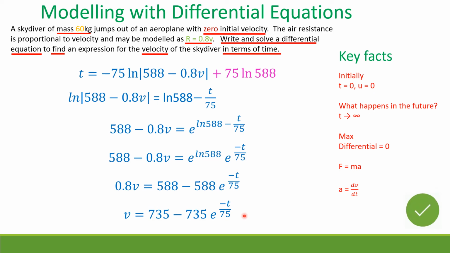And that will give you all the marks you need to be able to do any exam question. Make sure you tick your work when you've got your answer to show where you're going to get your marks and show that you've got the correct answer. So well done guys, hopefully you've managed to get the answer of v equals 735 minus 735 e to the minus t over 75.